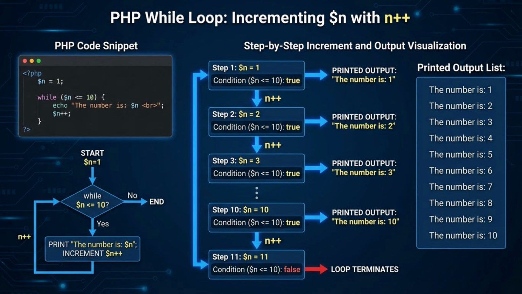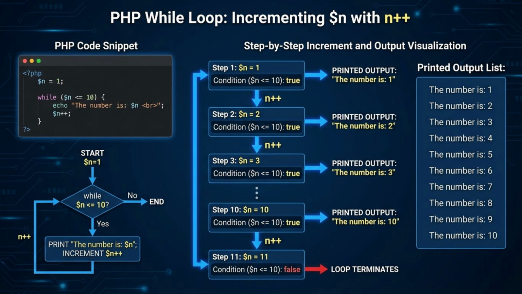Step 2 begins with n equals 2, and the condition n is less than or equal to 10 is still true. PHP prints "The number is 2," then increments the number again. The loop continues repeating this cycle smoothly. Check condition, print output, increment, repeat. As we move through the steps, we see the value of n increasing one at a time. At step 3, n is 3. At step 4, n is 4, and so on. Every time the condition stays true, so the loop keeps running. Eventually, the loop reaches step 10, where n is 10.